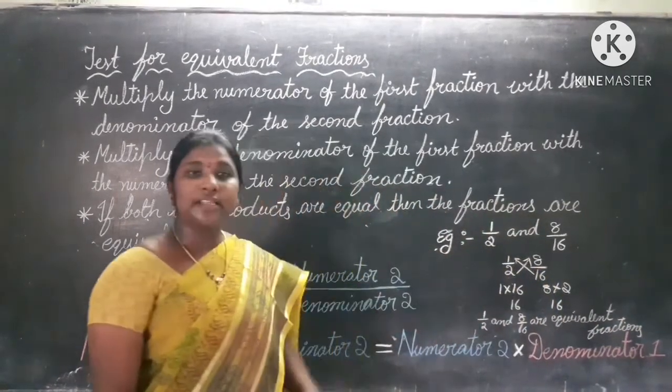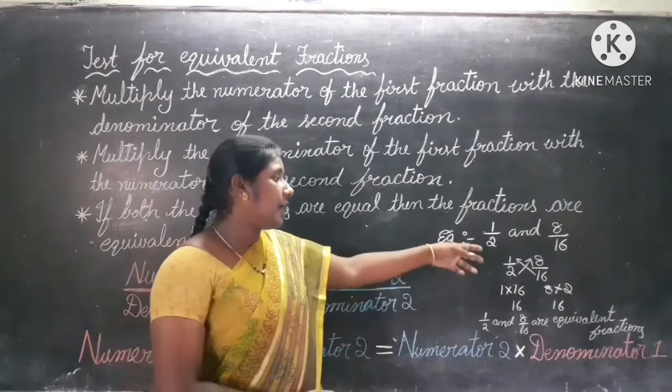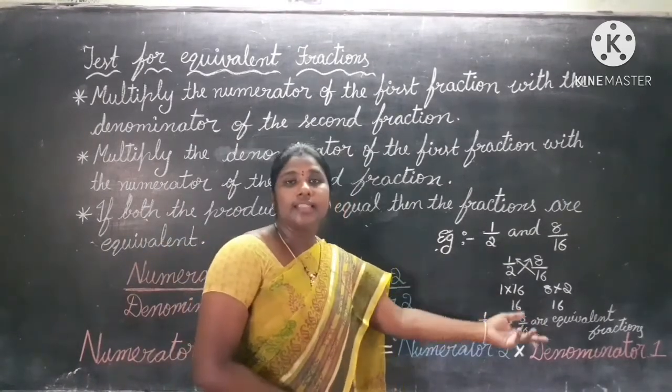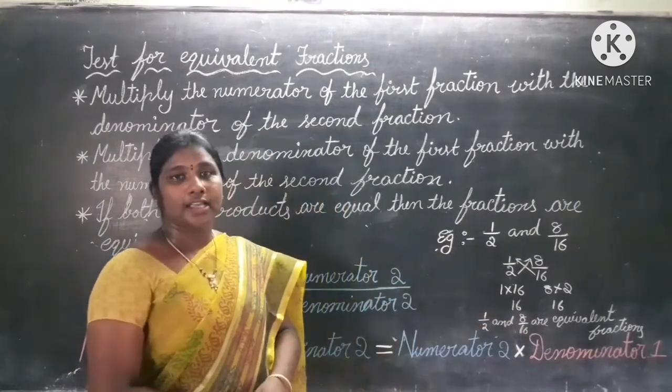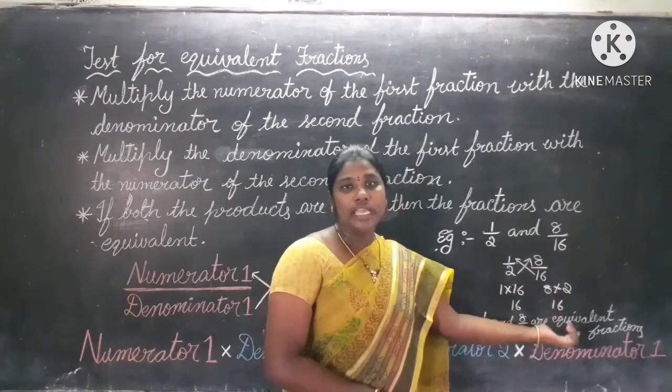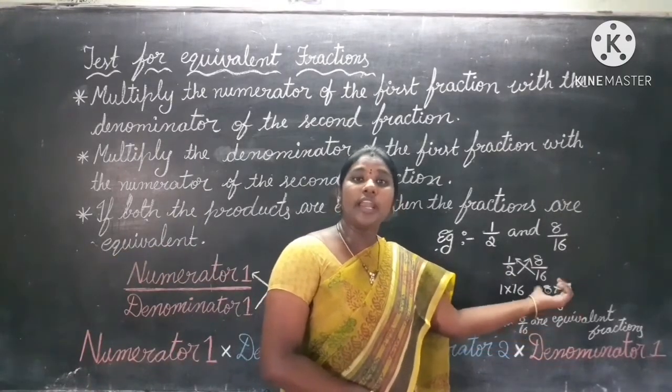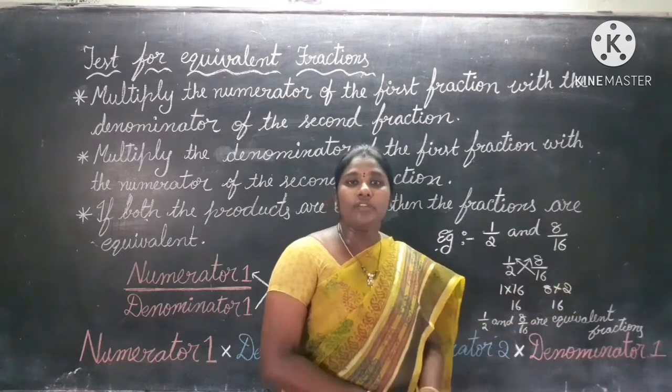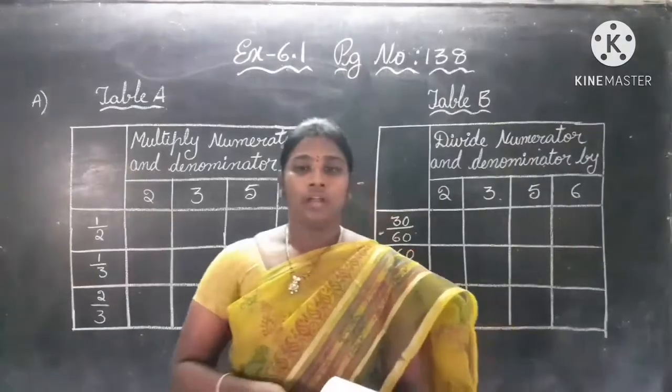1 by 2 and 8 by 16 are equivalent fractions. If we didn't get equal, they are not equivalent fractions. If both are equal, equivalent fractions. If both are not equal, not equivalent fractions.